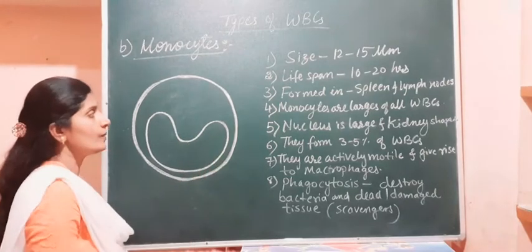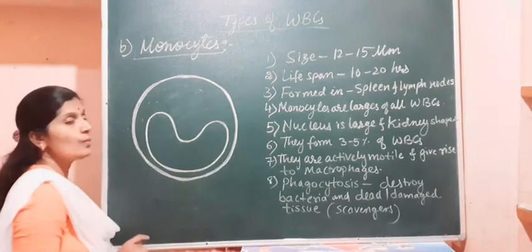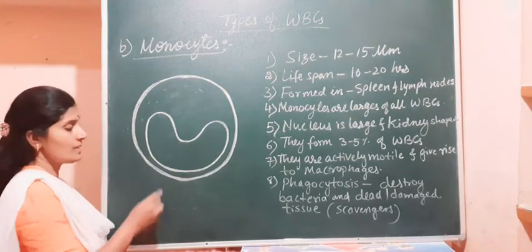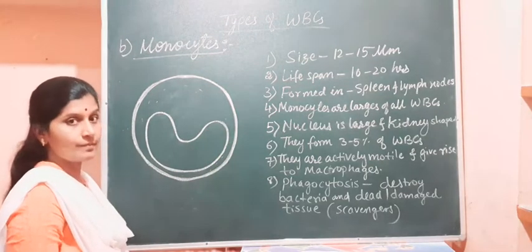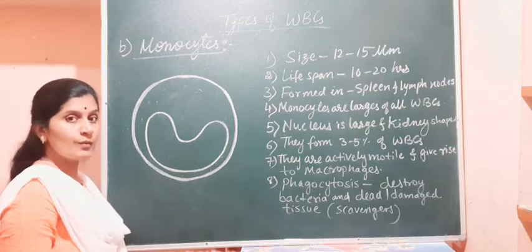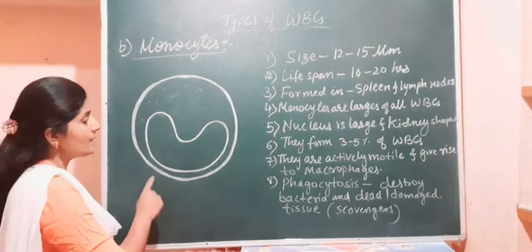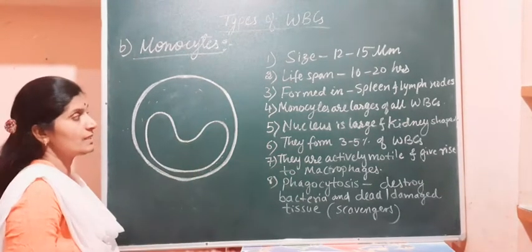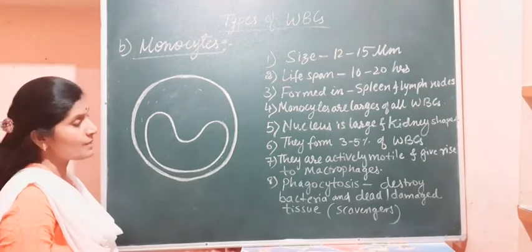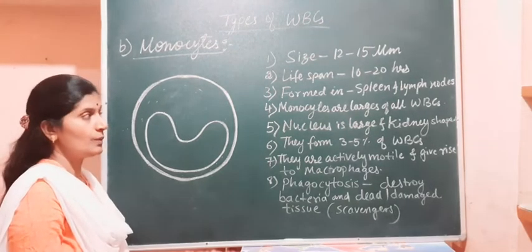The cytoplasm present in the lymphocytes and monocytes is basophilic cytoplasm. In the neutrophils, we have seen neutrophilic cytoplasm, and in the other cells basophilic cytoplasm and acidophilic cytoplasm is present. But in this lymphocyte and monocyte, the cytoplasm present is basophilic. So they are formed in the spleen and lymph node.